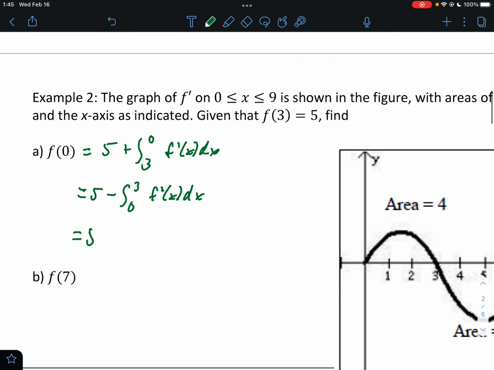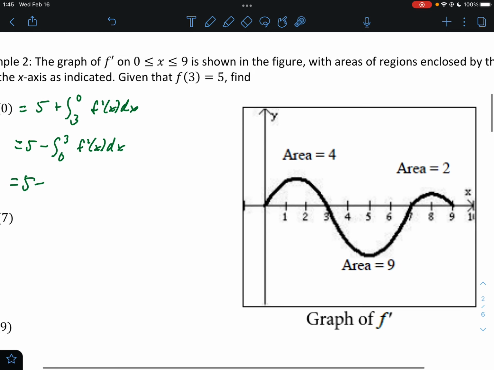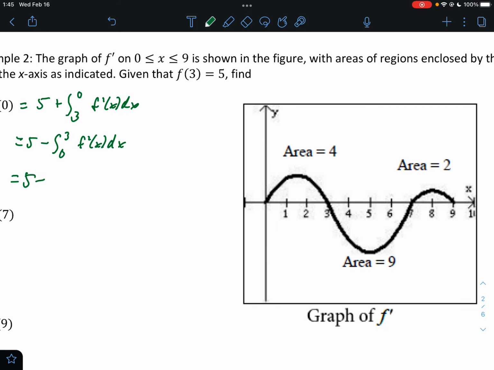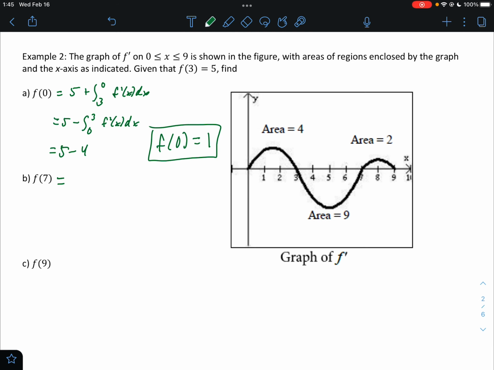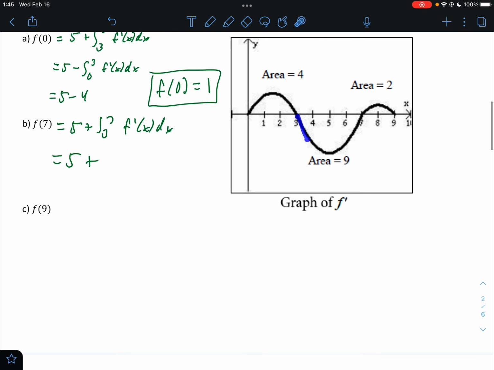So now it's 5 minus the integral from 0 to 3. And the integral from 0 to 3 is 4. So it's 5 minus 4. F of 0 must be 1. For f of 7, that would be 5 plus the integral from 3 to 7 of f prime of x dx. The integral from 3 to 7 is 9, but it's actually negative 9 because it's below the axis. So that would be negative 4. So f of 7 is negative 4.